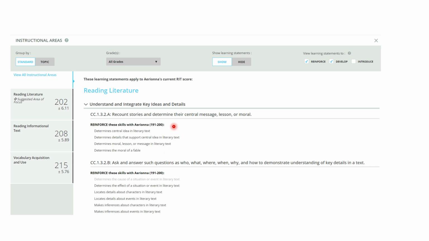So for example, the student needs to reinforce determining critical ideas in literary text, determining details that support central idea, determining the effect of a situation or event in literary text, and so on. So this is really helpful information for you to pinpoint what areas the student is struggling with and needs additional support so that they can increase their RIT score and meet or exceed their growth goal.